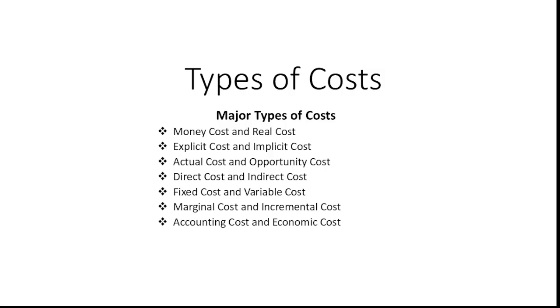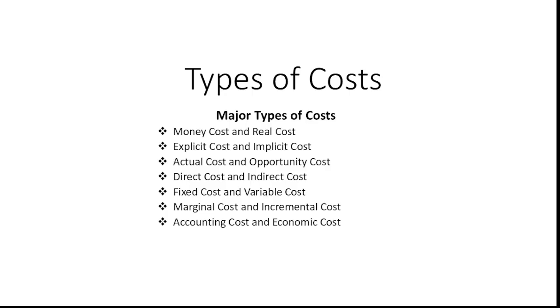Now, what are fixed cost and variable cost? Fixed costs are those costs which do not vary with the amount of produce. They do not vary with the expansion or the contraction in the output.